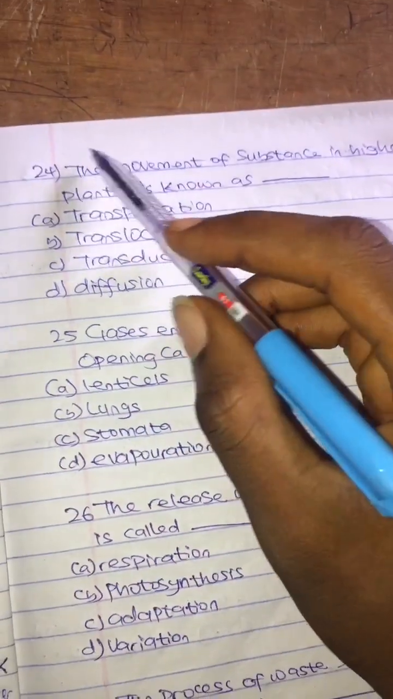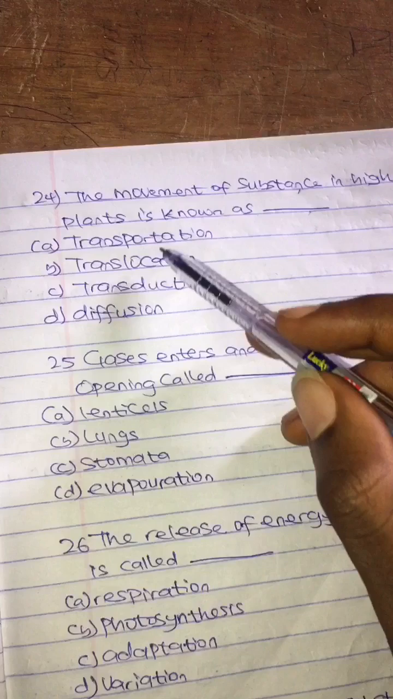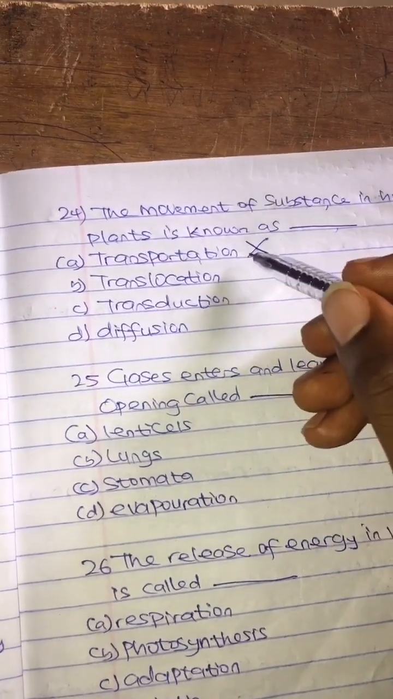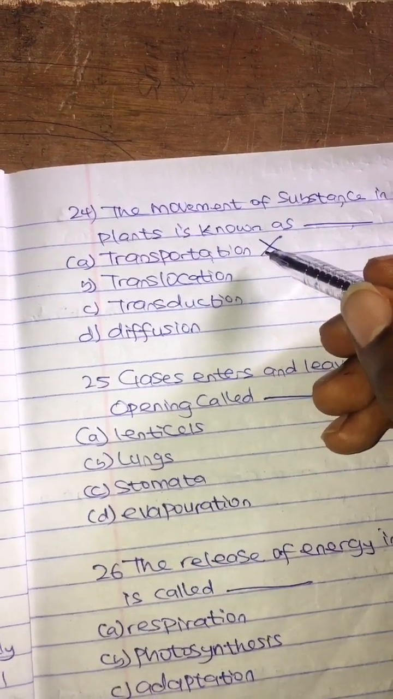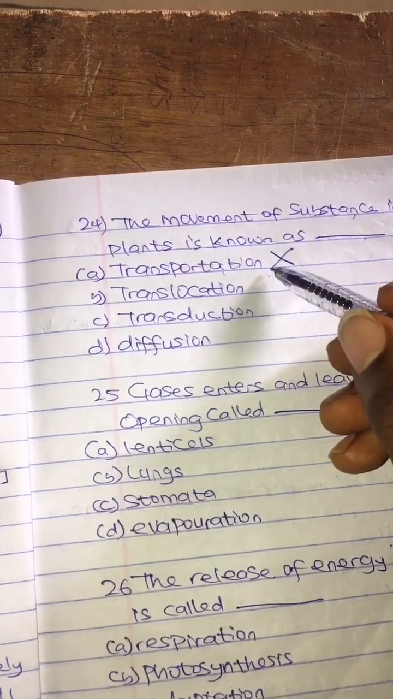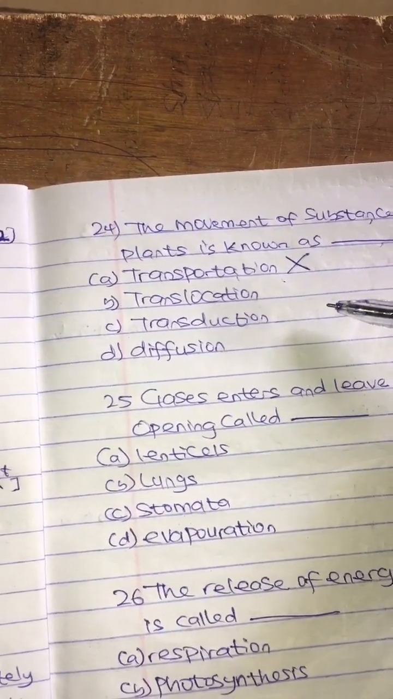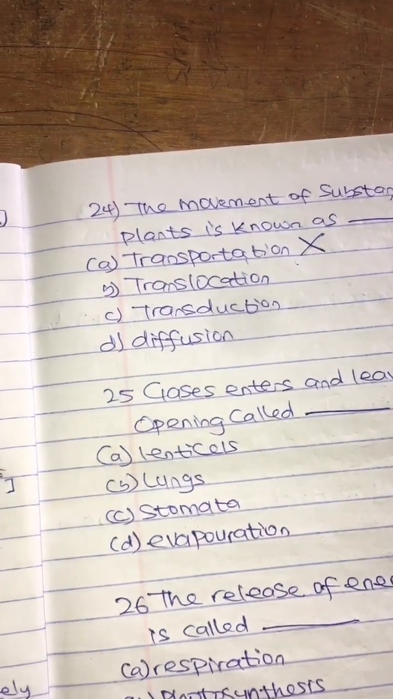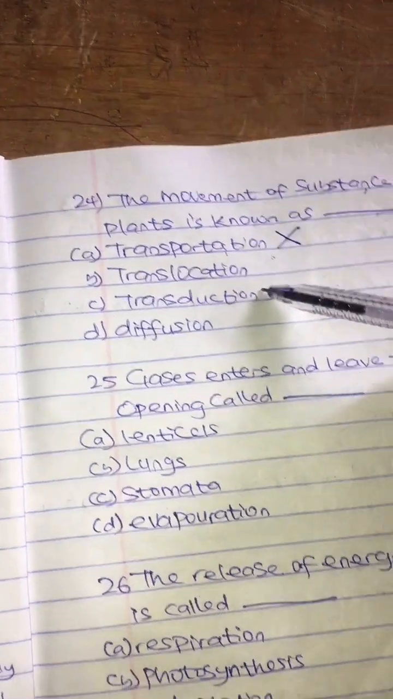So let's continue. Question 24. The movement of substance in higher plant is known as dash. A. Transportation. It cannot be transportation. Let's cancel that out. It is one of the tips to pass JAMB is to know how to eliminate your questions. Once you know how to eliminate it, there cannot be a JAMB question that all the answer will be similar. It's not possible. There will always be an option to eliminate, like this one. Transportation is out. Translocation, transduction, and diffusion.